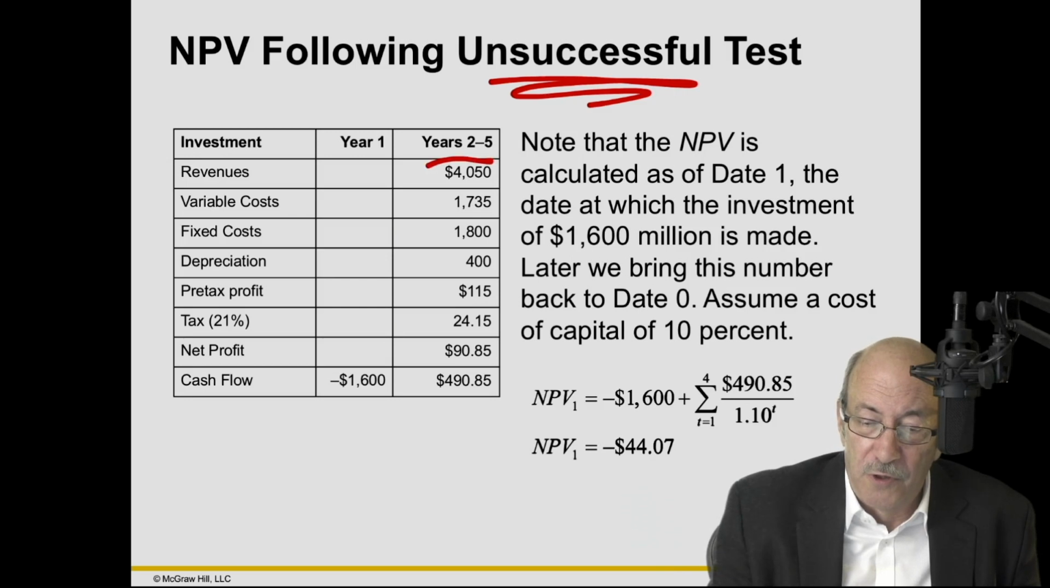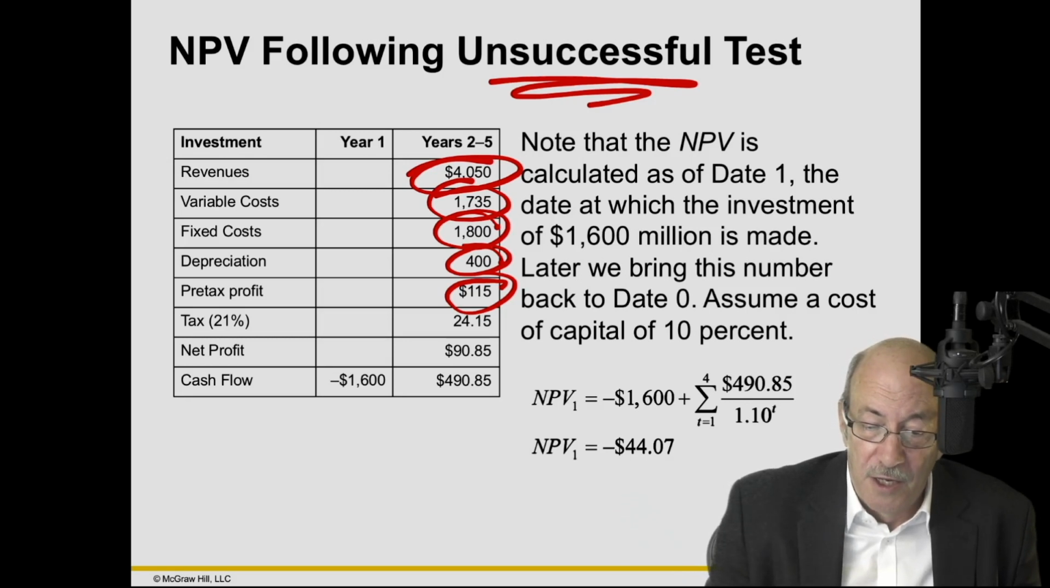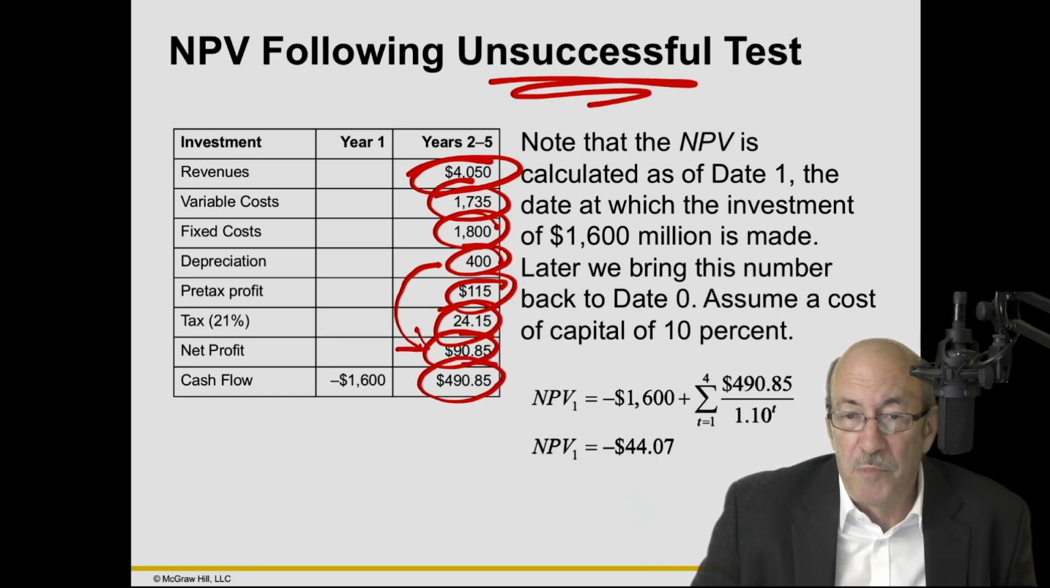So revenues are going to be 4,050 or 4 billion, 50 million. Variable costs of 1,735. Again, the same fixed costs, same depreciation. This leaves us with a pre-tax profit of 115 million. And then our tax bill will be 24.15, leaving us with a net profit of 90.85. Add back the depreciation for a cash flow of 490.85 million.